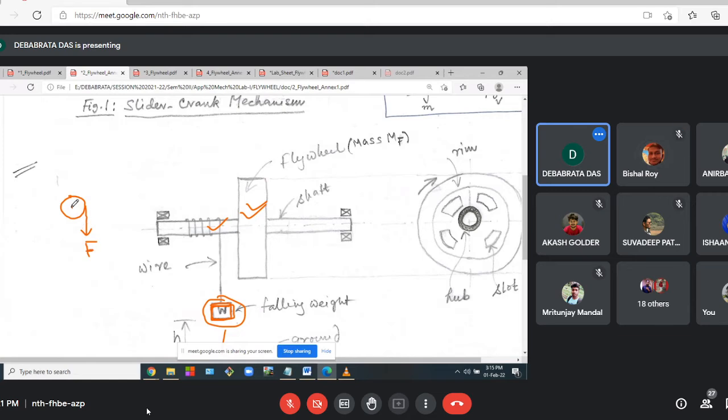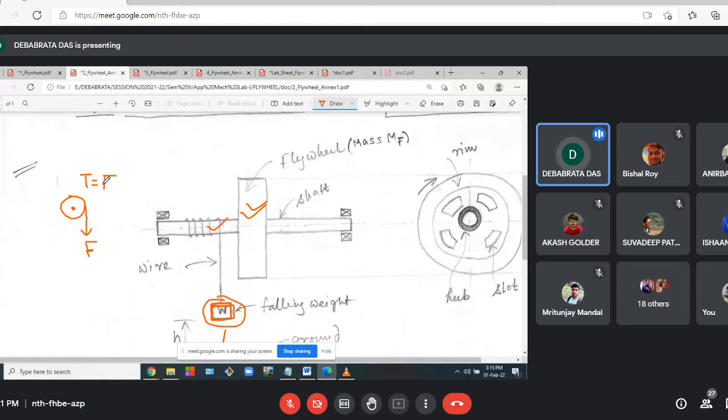Now, what is the torque developed due to F? F into R naught. Don't go into the vector approach. It's a simple one. It is simply F into R naught, the torque provided by this wire tension. F into R naught. Clear?